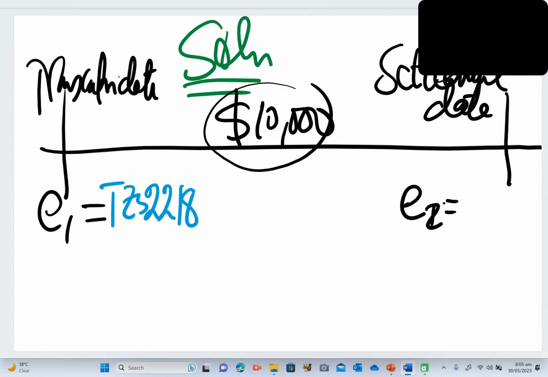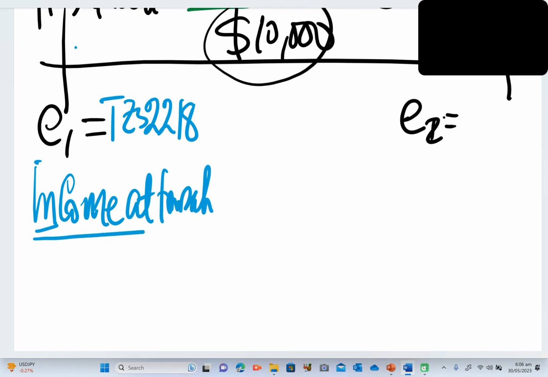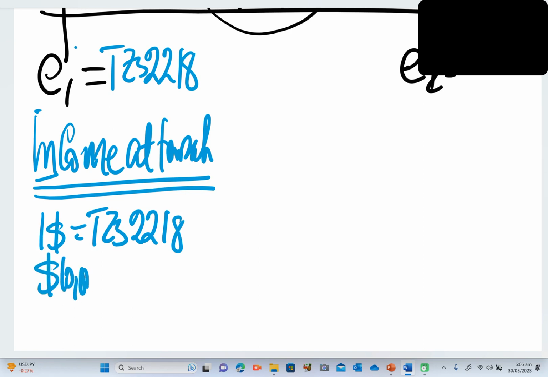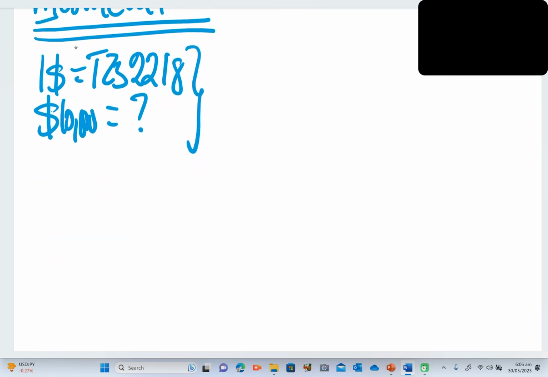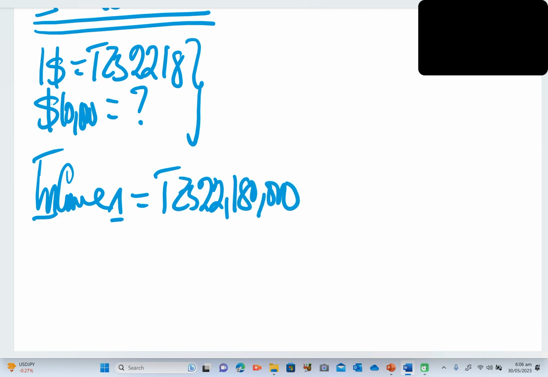So you say at transaction date, what is the income? You say income, not cost anymore. Income at transaction. If he had received these funds, how many shillings would he have gotten? But he has not received. If he had received, as you see, you have to multiply: $1 is equal to TZS 22.18. How about $10,000 is equal to how much? So you say income 1 is TZS 22,180, had he received it today.